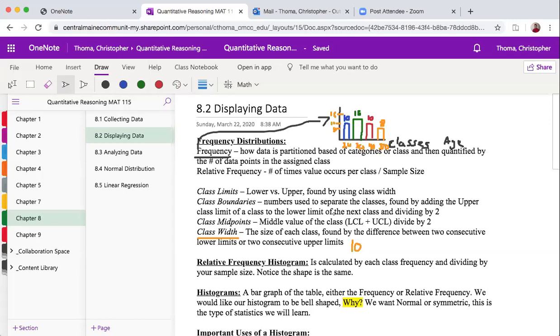The midpoint is the middle of each bar. You can calculate it by formula: the lower class limit plus the upper class limit, divided by 2. But if you think about it, for 20 to 29, what is the middle? Well, actually it's 24 and a half, if you do out the math. But it is the middle number of the years. So these are the definitions needed to create what we call a frequency table. And then you use your frequency table to create a histogram.